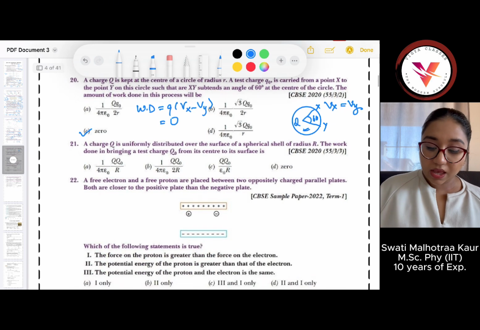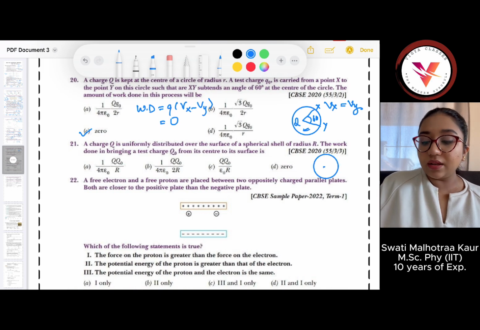Okay. A charge Q is uniformly distributed over the surface of a spherical shell of radius r. The work done in bringing a test charge Q0 from its center. Again, from center to surface, the potential is the same. So no work is done. 0.